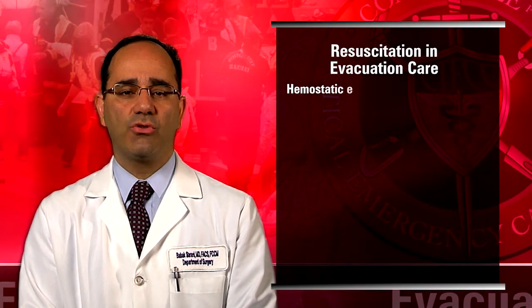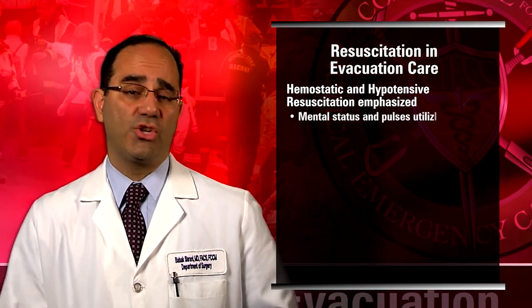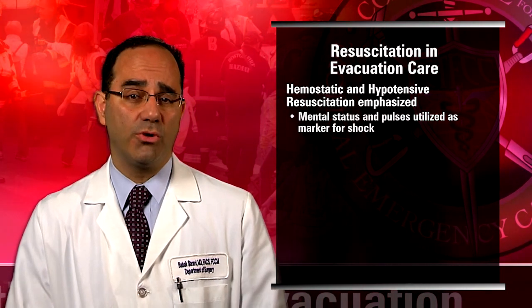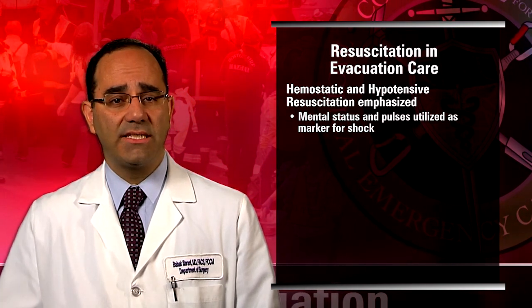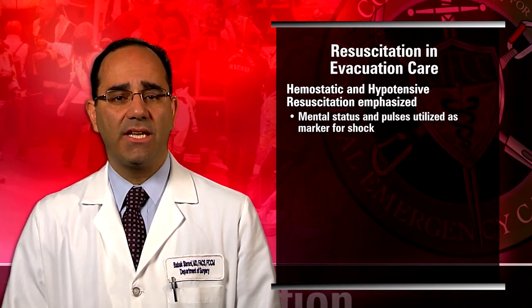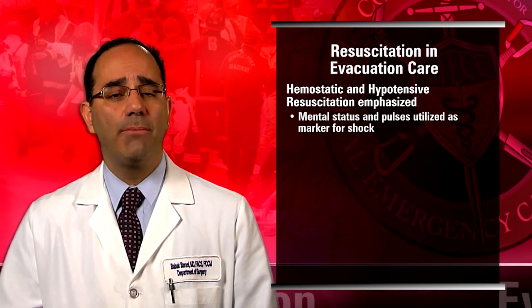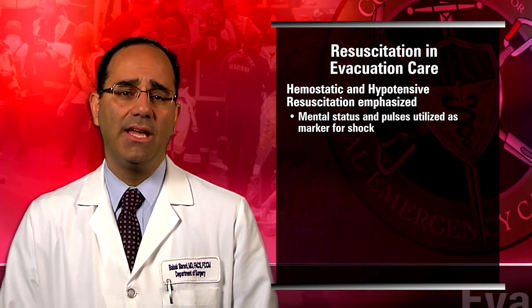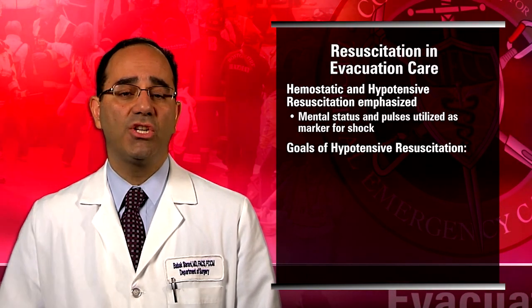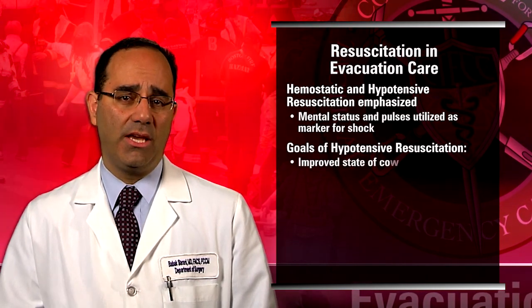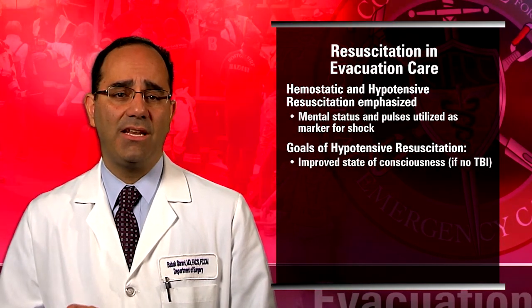Fluid resuscitation in evacuation care is based on the concept of damage control and hypotensive resuscitation. Current research shows that aggressive fluid administration in trauma to a goal systolic pressure of 120 or 130 millimeters of mercury may have negative effects on trauma patients. Instead, fluid resuscitation in mass casualty and resource-limited scenarios should be based on damage control and hypotensive resuscitation principles. Instead of a systolic blood pressure goal, the endpoints for hypotensive resuscitation in patients without traumatic brain injury is to improve level of consciousness and maintain a radial pulse.